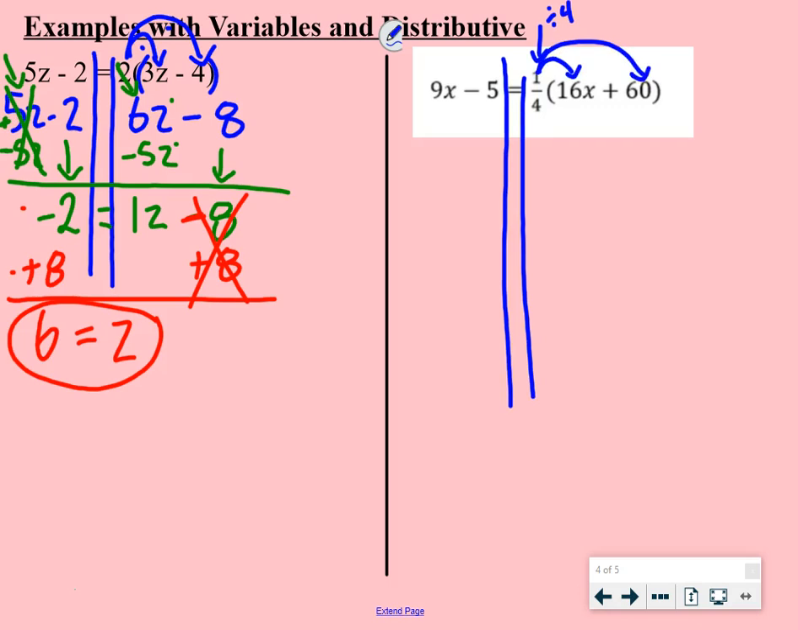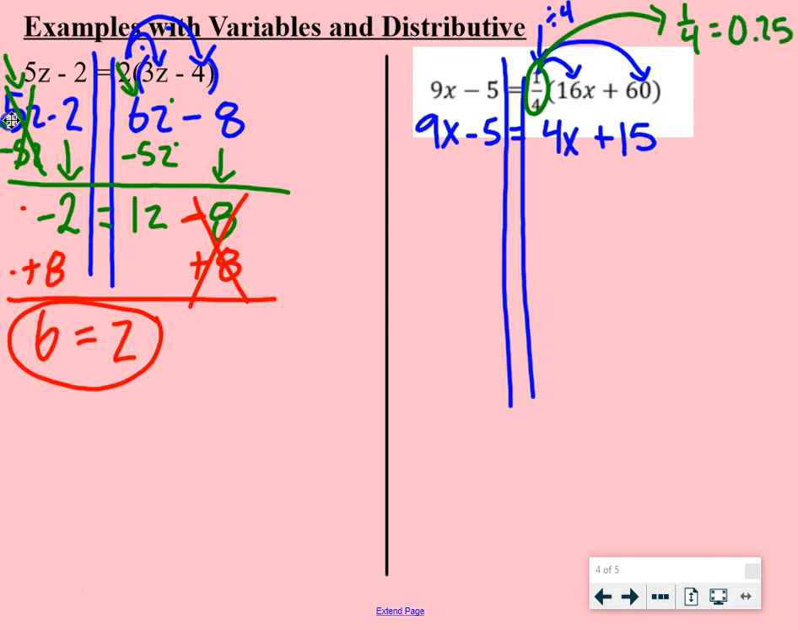1/4 of 16x would be 4x. Divide 16 by 4 and we get 4. 1/4 of 60 would be 15. Divide 60 by 4. Now we have minus 5, 9x. Another strategy for working with fractions is you could change 1/4 into the decimal 0.25 and use 0.25 to multiply through, whichever way you're more comfortable with.